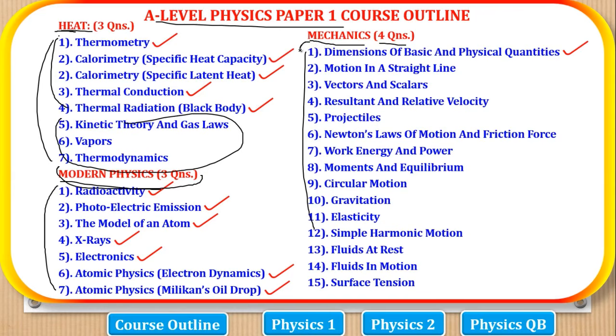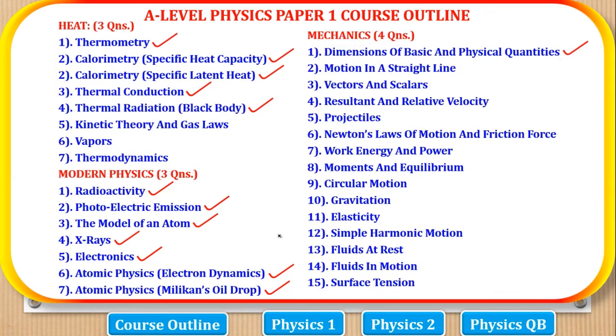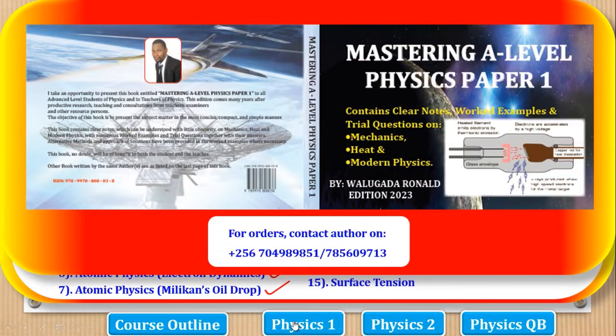So in this video, I'm going to go through the first topic of mechanics, and that is dimensions of basic and physical quantities. Here we are interested in the calculations, but complete notes are available in the book Mastering A-level Physics paper 1. It has the entire mechanics, heat and modern physics, both notes and worked examples, and also trial questions.